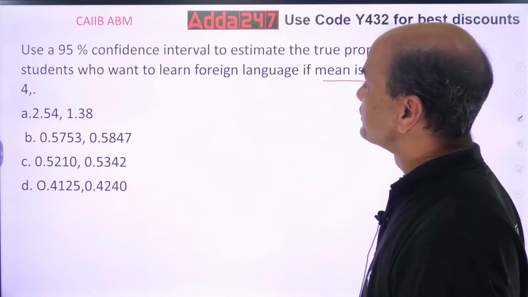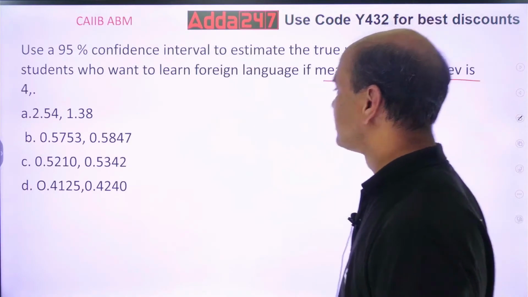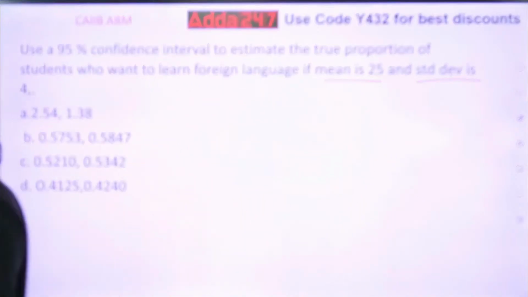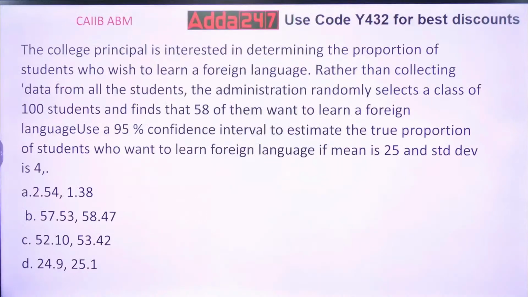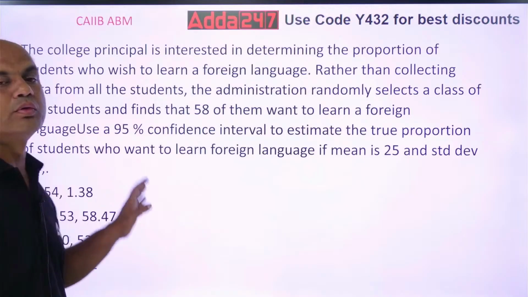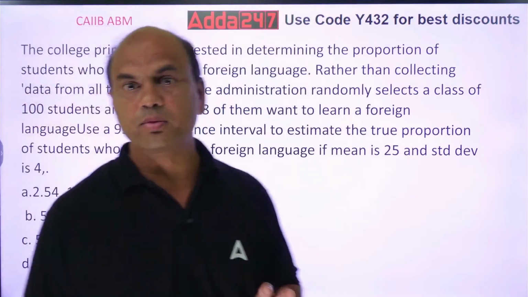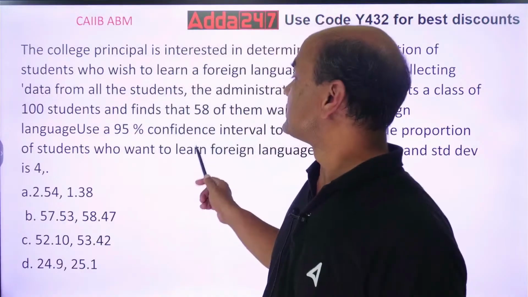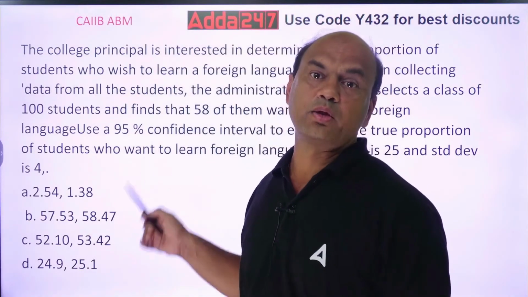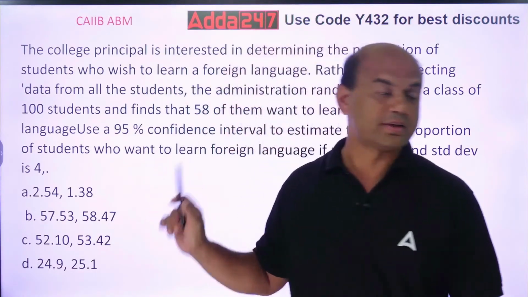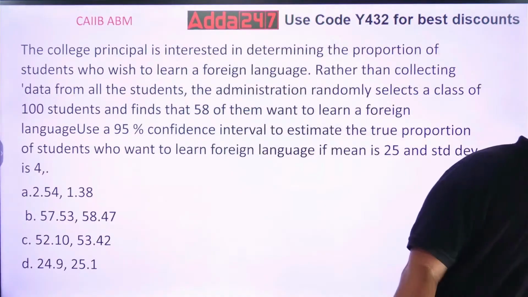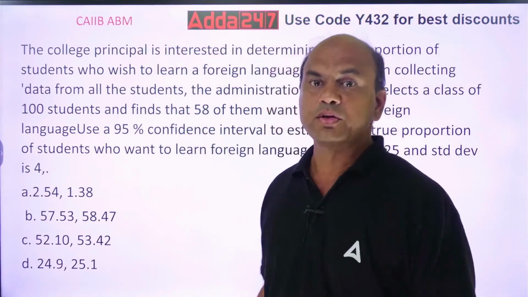Okay, the number of students is required in this case. Got it? So, how do we find this? Yeah, this is the real problem. See, if you want to find out the proportion, you must know the standard error. For that you must know the standard deviation, and the sample size. So sample size is equally required over here. Got it? So now let's solve it.